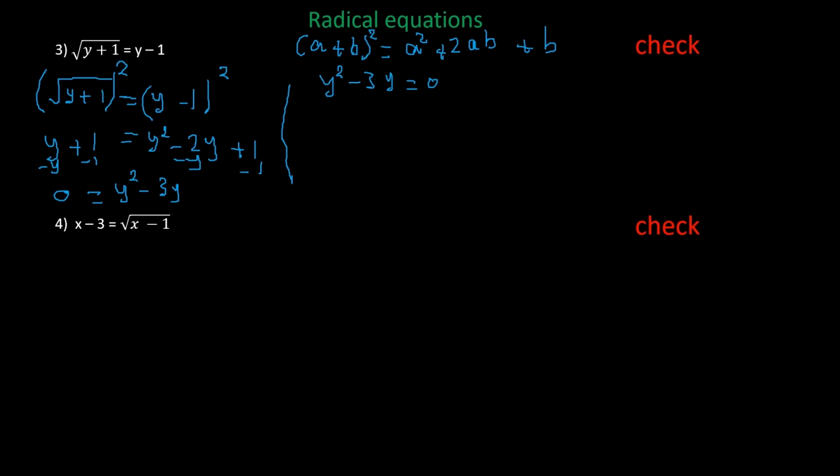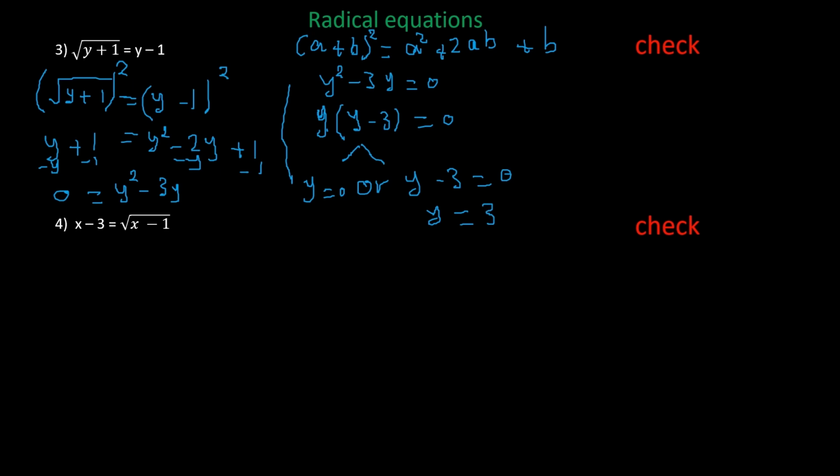Then we have to take the GCF, or greatest common factor, of y squared minus 3y. The common factor is y. So y squared divided by y is y, and minus 3, equals 0. In this case, we have the product of y and y minus 3 equals 0. So y will equal 0, or y minus 3 equals 0. Then y will equal 3.